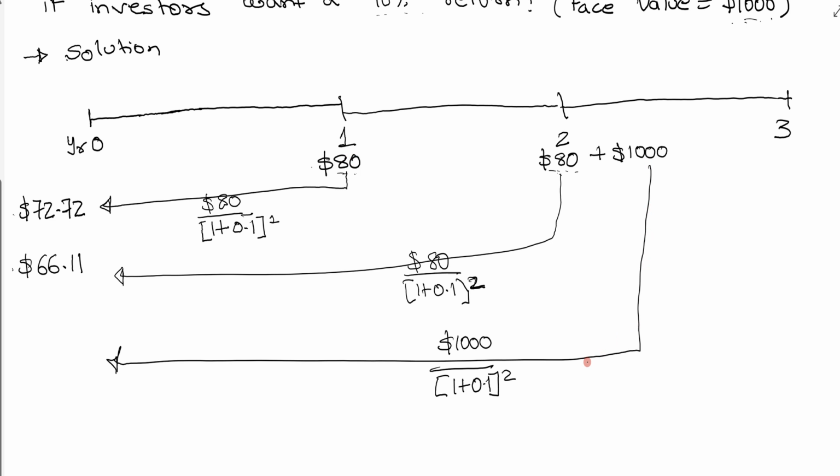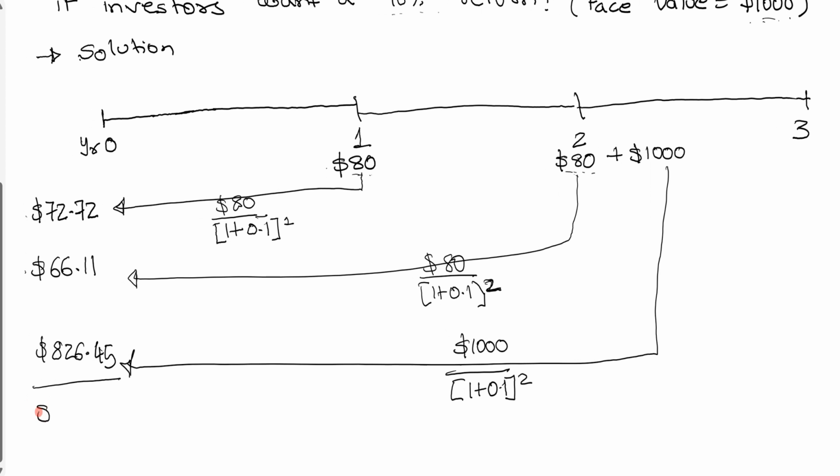And when you do the math for the present value of the $1,000, we end up getting $826.45. So a financial investment called a bond, which is going to generate $80 after 1 year, and $80 and $1,000 after 2 years, has a present value that, when you add these numbers up, comes to $965.28, and this will be the price of the bond today.